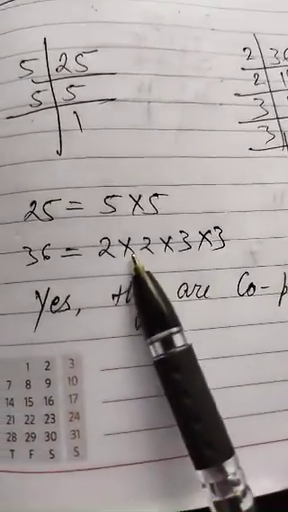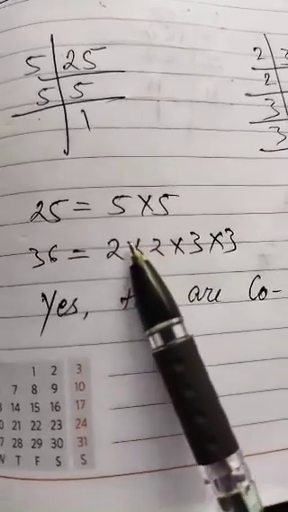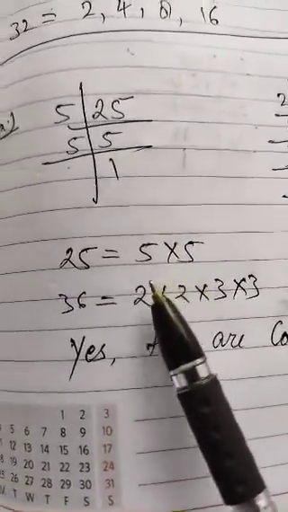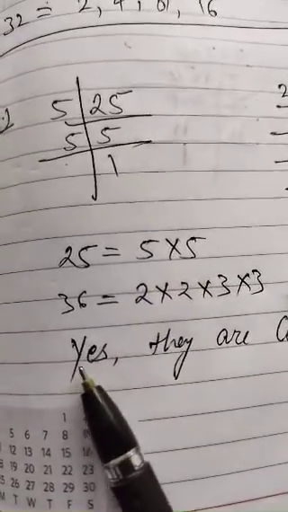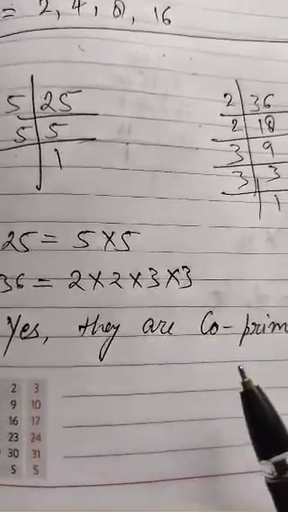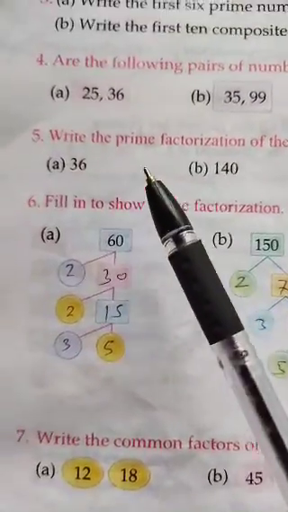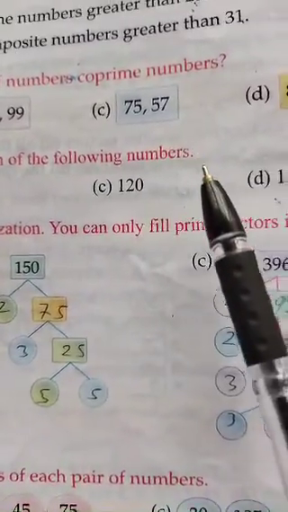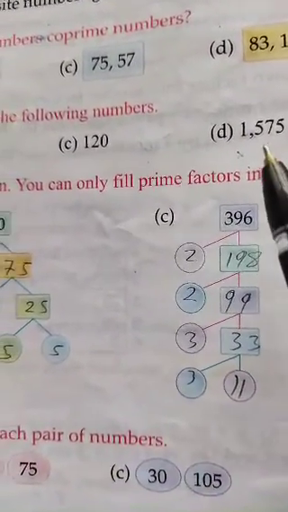If there is even a single number matching in these two factor lists, then we will say that these are not coprime. So this is how you have to solve your question number 4. Now the rest part is your homework. You have to do it on your own.